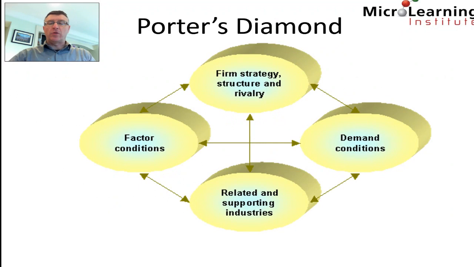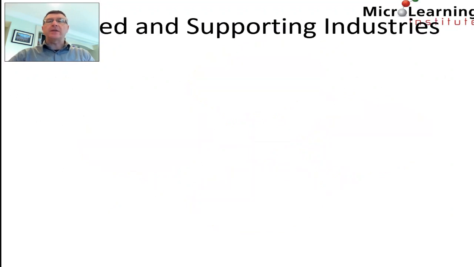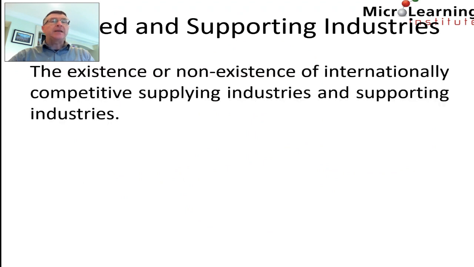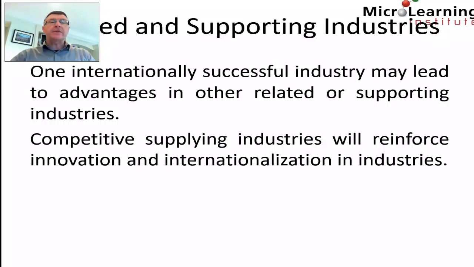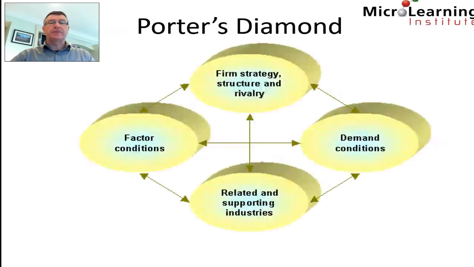Next, we look at the role of related and supporting industries in determining national competitive advantage. The existence or non-existence of internationally competitive supplying industries to a sector and supporting industries. One internationally successful industry may lead to advantages in other related or supporting industries. Competitive supplying industries will reinforce innovation and internationalization in industries.